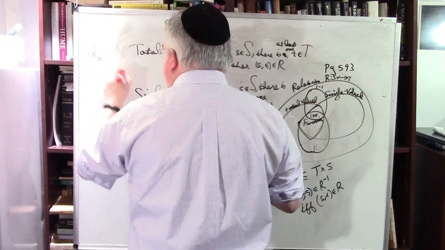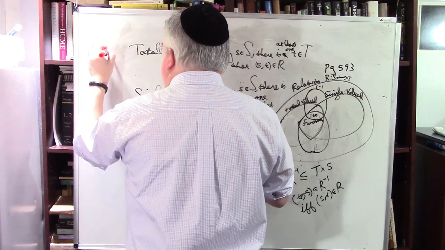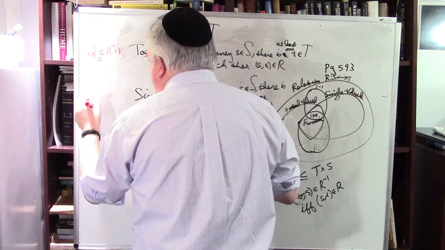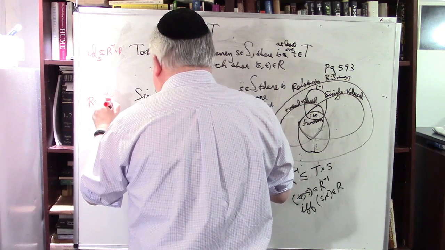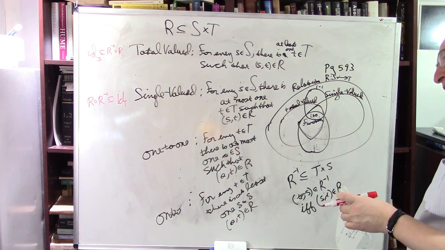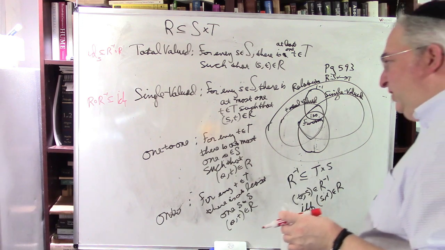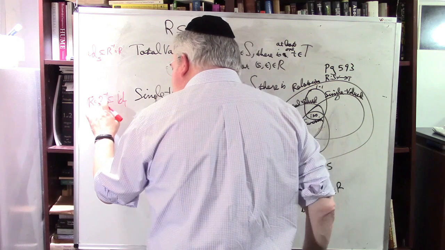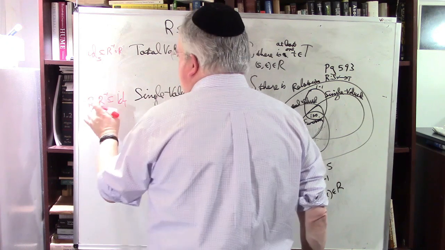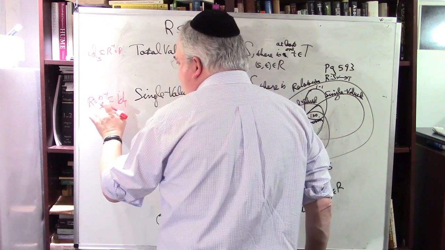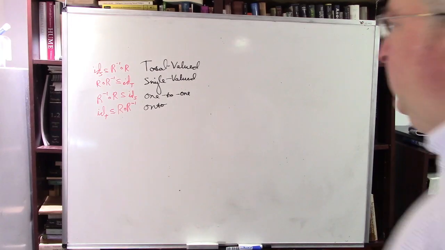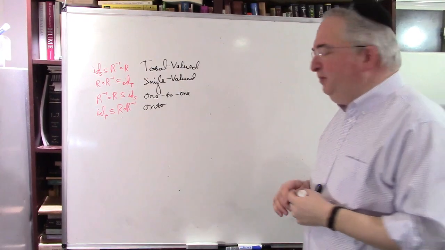Total valued means the identity on S is a subset of R inverse composed with R. R composed with R inverse is a subset of the identity on T. Again, it's going to take time to see it, but basically what it says is that if you start with T and look at what's related to S, and then you get back, the board got a little bit too cluttered and I need all the board space, so we erase that.